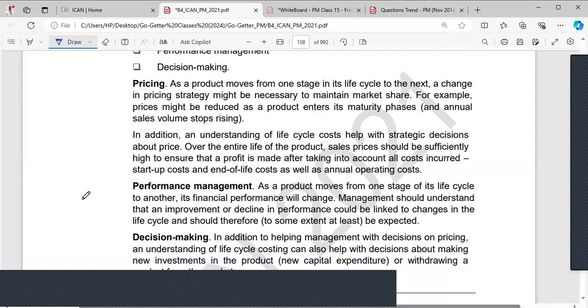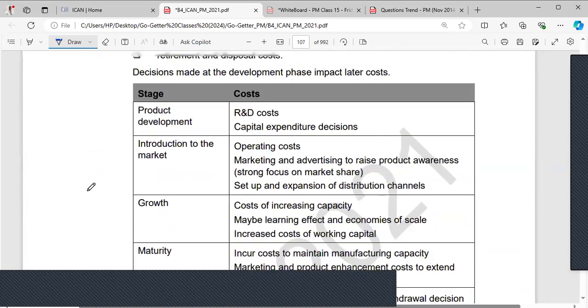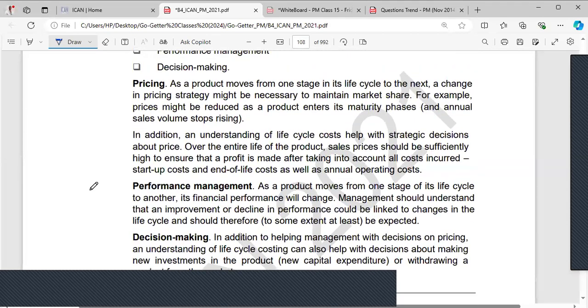We talked about the product life cycle, the different stages in the product life cycle and the strategy for pricing that will be done there, the decisions you need to take, performance management there, and we talked about the advantages and disadvantages. So that's it about these two topics for today: target costing and life cycle costing.